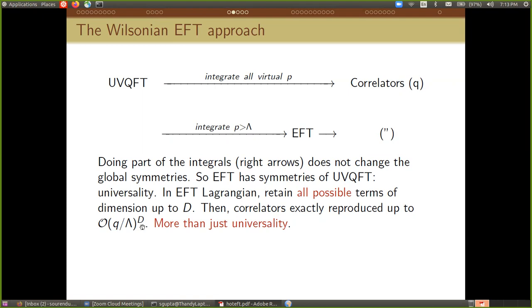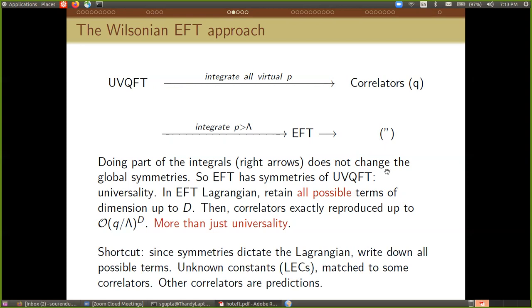So if you put in more and more higher dimensional terms, then you'll get more and more numerically accurate results for the correlators. So in that sense, you have a little bit more than universality, actually substantially more than universality.